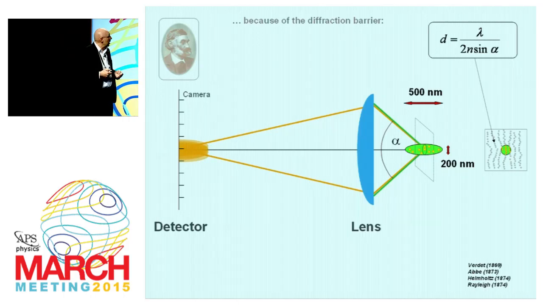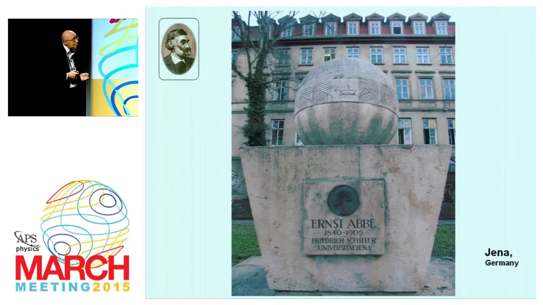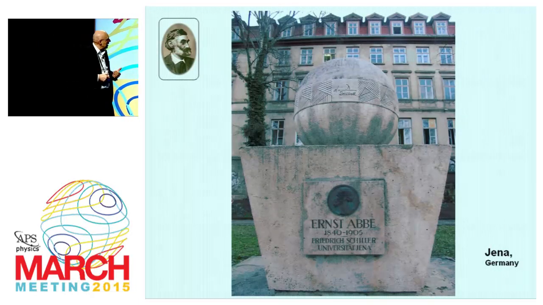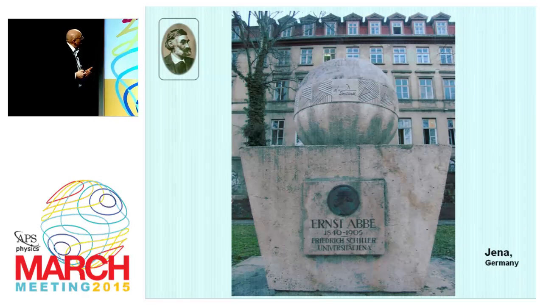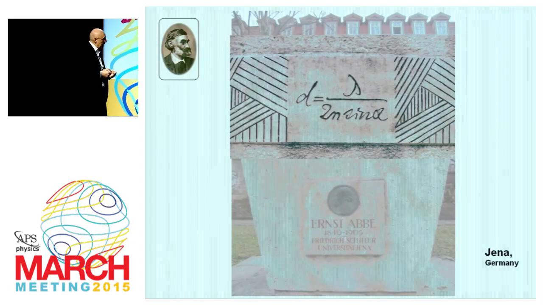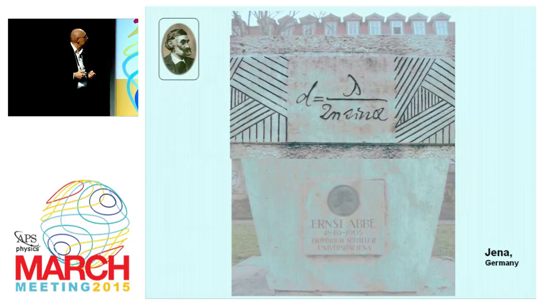Not only there, you will also find this equation written in stone, basically, in a memorial that was erected in honor of Ernst Abbe. And this is actually what we want to beat. We would like to show that we can discern features that are closer together than the distance of d.